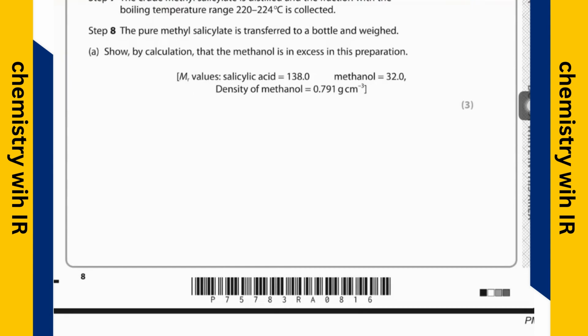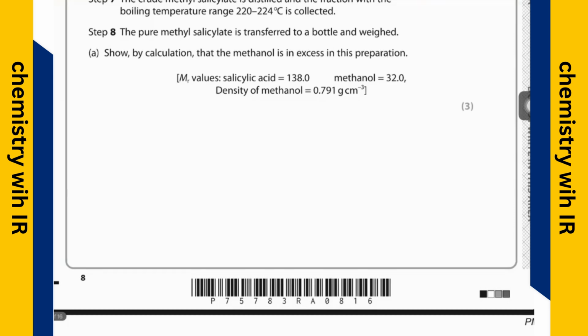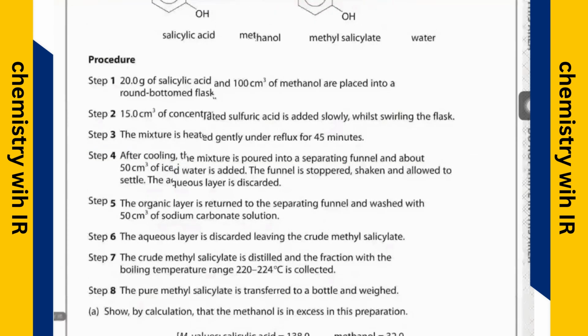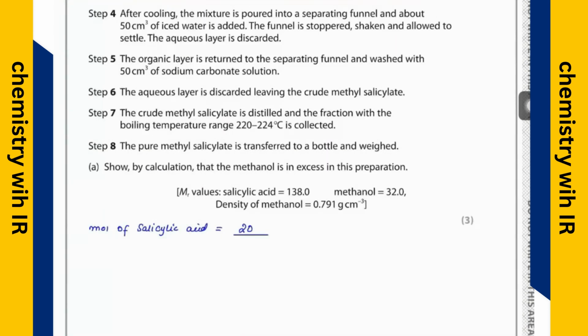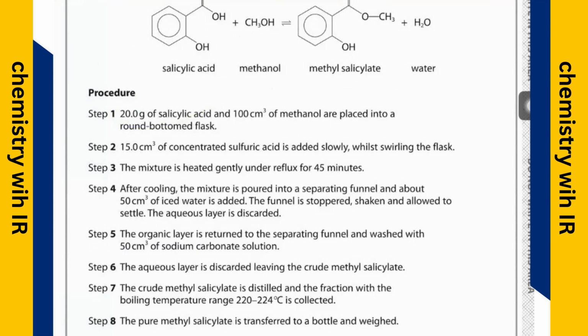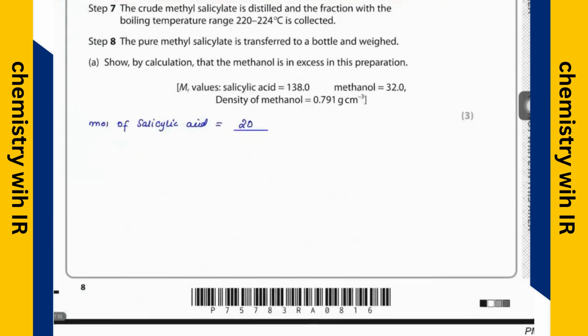So how am I supposed to solve this question? First of all, can you tell me the mole of salicylic acid? Mole of salicylic acid is equal to the given mass. What's the given mass of salicylic acid? 20 grams. And what's the molecular mass for salicylic acid? They have given us 138. What's the number of moles of salicylic acid?